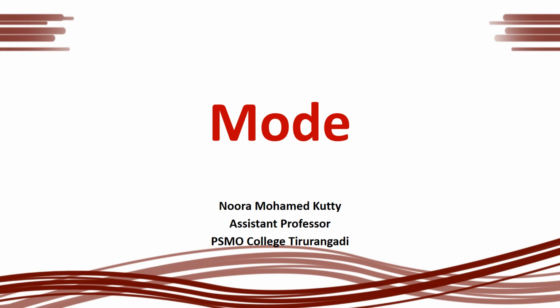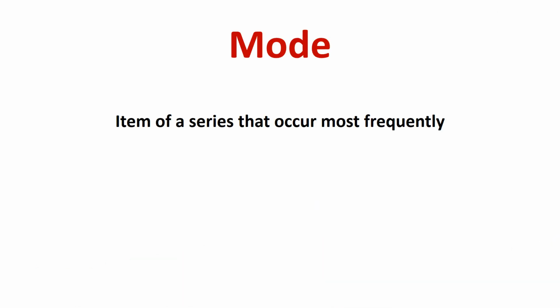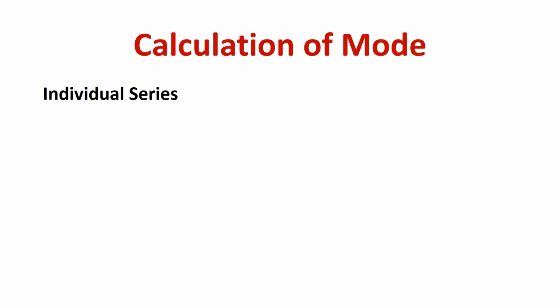In this video, we are going to study mode, which is a measure of central tendency. Mode is an item of this series that occurs most frequently. If many items occur again and again, the item which occurs the maximum number of times is the mode. Now let us study how the calculation of mode is done in the case of three different series.